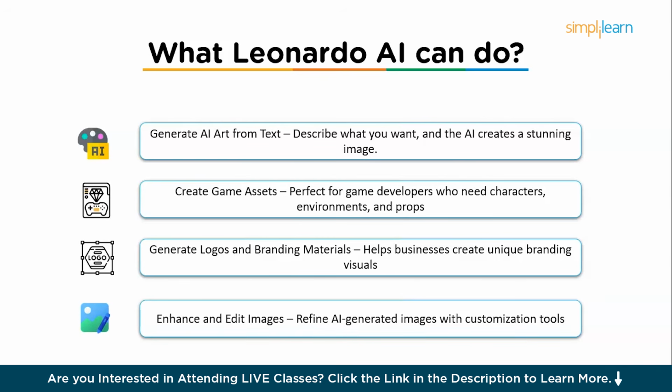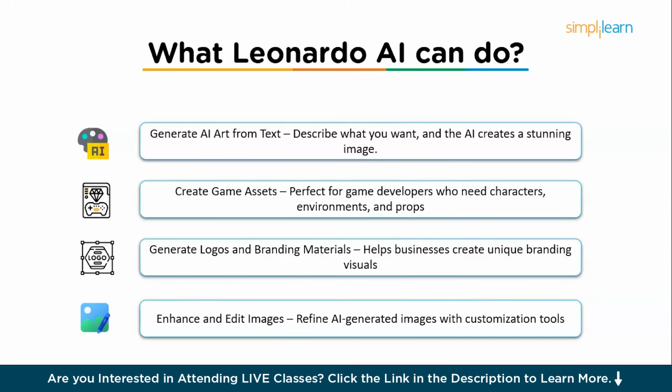Basically, it has more to do. So it also transforms sketches into artwork. Upload a rough sketch and AI will turn it into a polished design. Then there is AI powered upscaling. It improves the image quality without losing the details. Then you can even apply different art styles. Choose from realistic, fantasy, anime, cyberpunk, and many other styles.